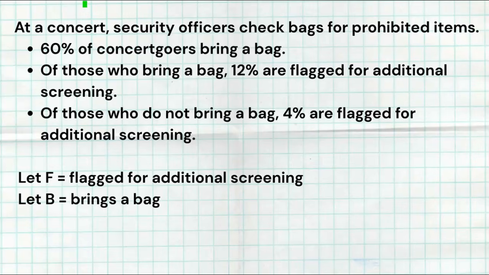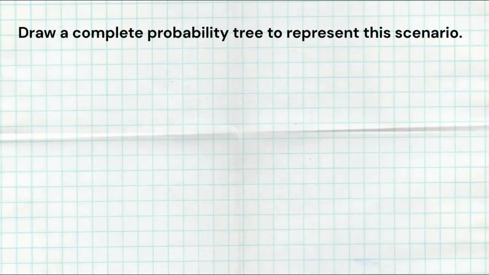So it's really important to understand that this 12% and this 4% are conditional, because the 12% cannot happen until you have a bag, which 60% of people do. This 4% cannot happen unless you do not have a bag, which would be the 40%. If 60% have a bag, 40% don't. So we're going to let F be the random variable where you're flagged for additional screening, and B be the variable brings a bag.